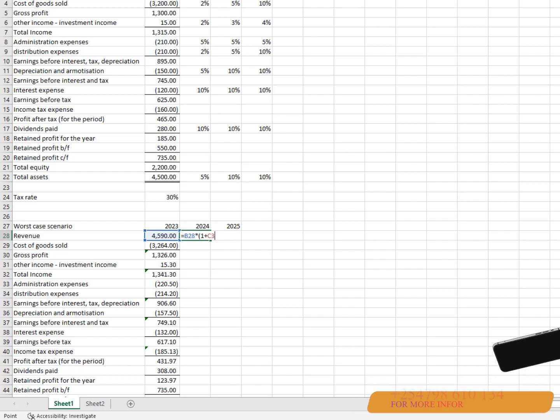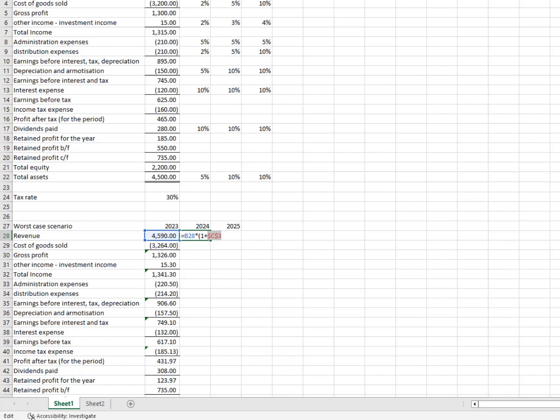Now here I want to introduce another formula. We need to make sure that this reference is an absolute reference. What does that mean? It means that even if we copy it to the next cell, it's going to remain 2%. So how do we do that? We come here and we click F4.